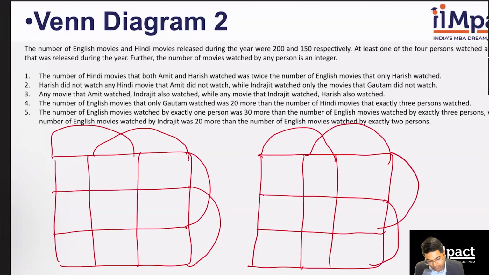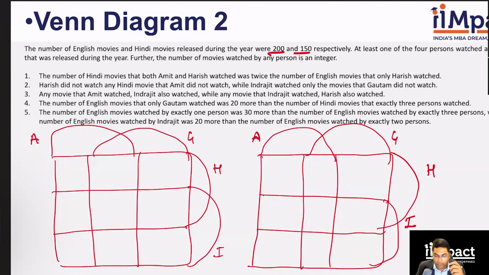Okay. So I have A, G, H, I, and A, G, H, I. And I have a total of 200 English movies and 150 Hindi movies. Remember this. Okay. All right.